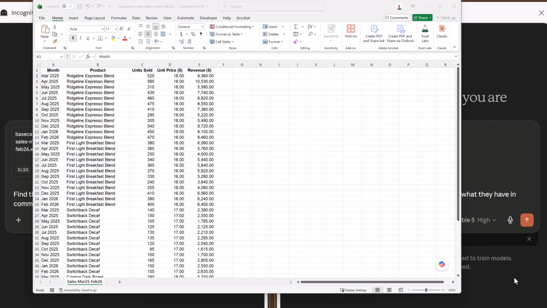Test 2, same idea. Different file. Before filming, I changed one revenue cell in this spreadsheet so it doesn't match units times price anymore. I'm not going to mention it in the prompt.